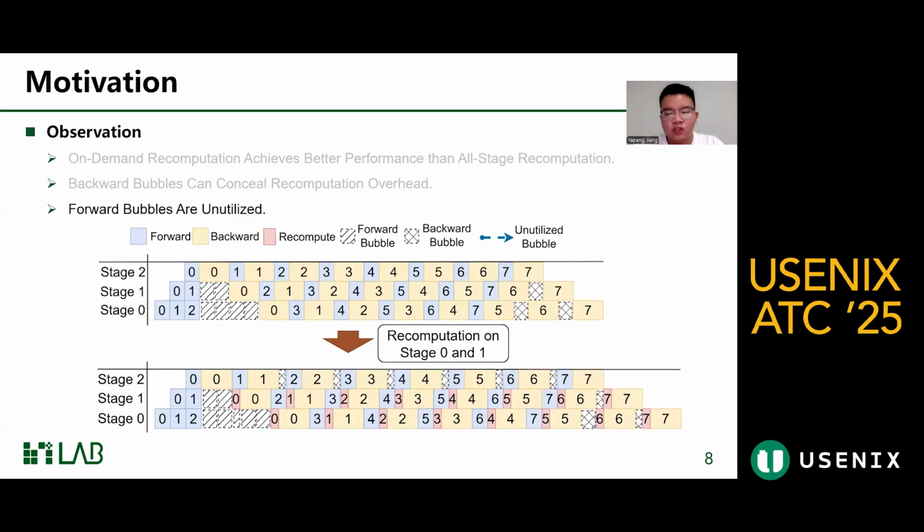Although backward bubbles can partially handle recomputation overhead, their limited duration allows them to cover only a small portion of it. To explore further opportunities, we make a third observation. Forward bubbles are unutilized, as shown in the figure. Even after applying recomputation, forward bubbles remain unused in the recomputation stages.